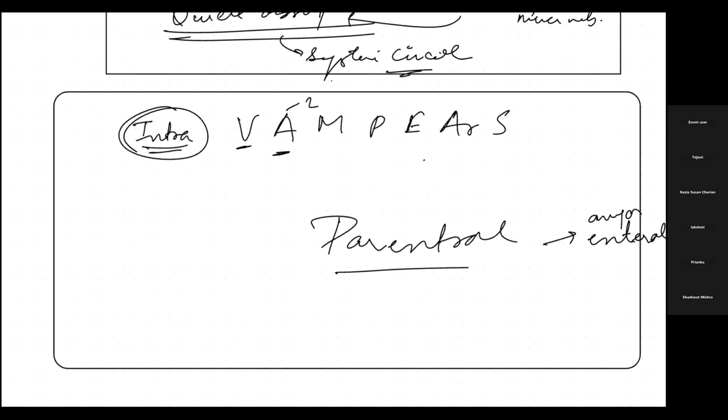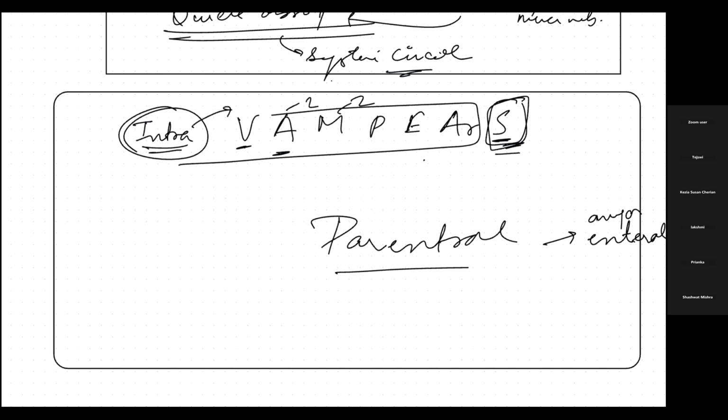This is also two. P is for what? Intraperitoneal. E is for what? Epidural. AR is again articular, and A is intrathecal. And S is what? S is subcutaneous. Okay, so S is separate: subcutaneous, not intrasubcutaneous. So what we have to remember is intra, VAMPIRES, and subcutaneous. Okay, so this is all about this.